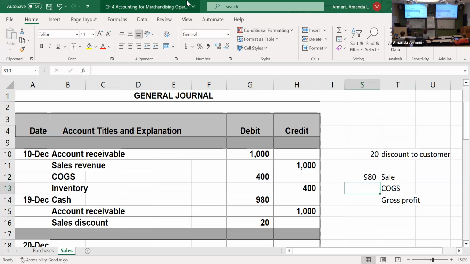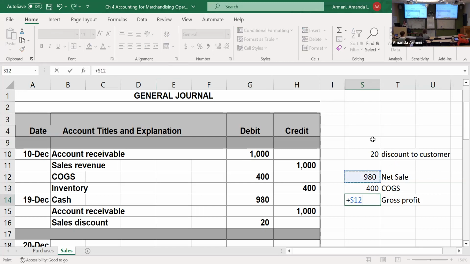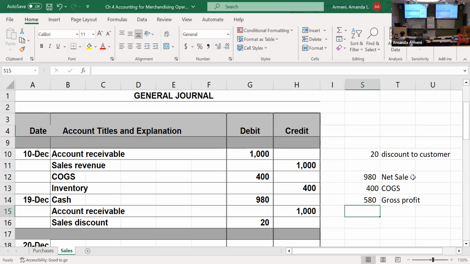Initially, we thought we were going to have gross profit of $600 on that transaction, but then we gave them a discount. So when we take that net sale amount, I'm going to revise this, that net sale amount, we subtract our $400 cost of goods sold, $980 minus 400, our gross profit is actually only $580. It's not 600 because we gave them a discount.